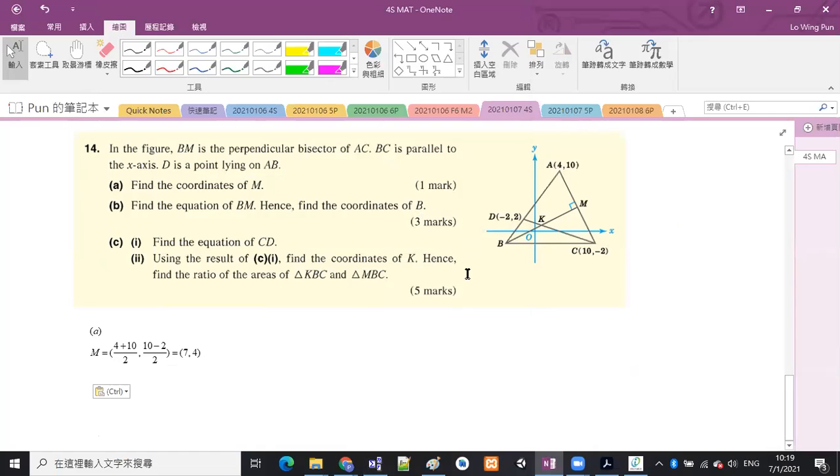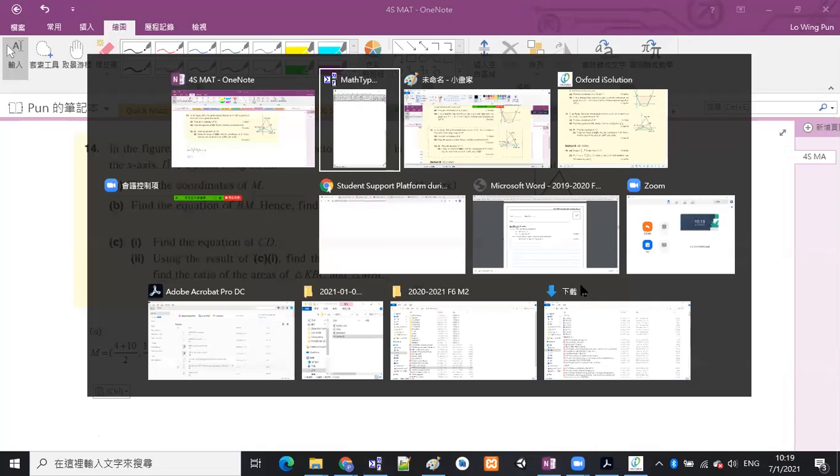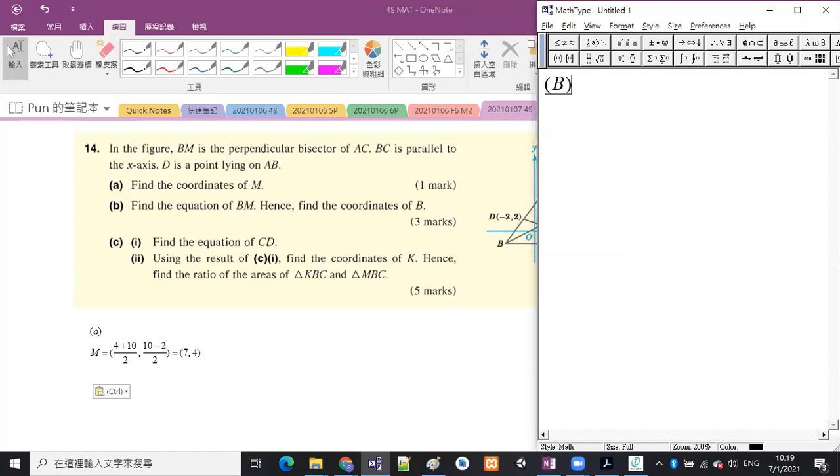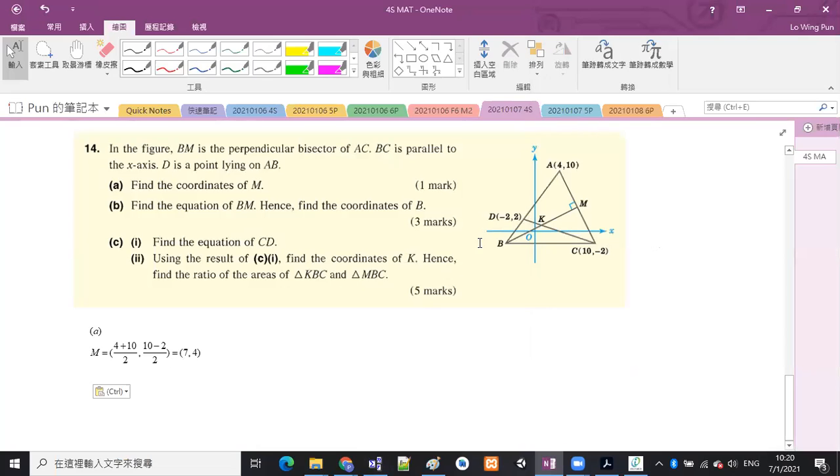And part B, find the equation of BM. Well, the equation of BM, say equation of straight line. So we need to find a point and find the slope. Do we have a point on BM? Yes, we have found the coordinates of M, right? So for the point, we are going to use (7, 4). Do we have the slope? No. But do we have anything about the slope?